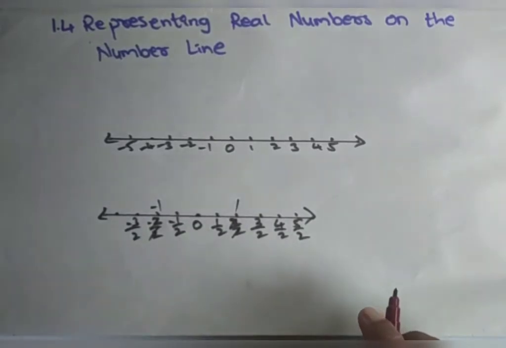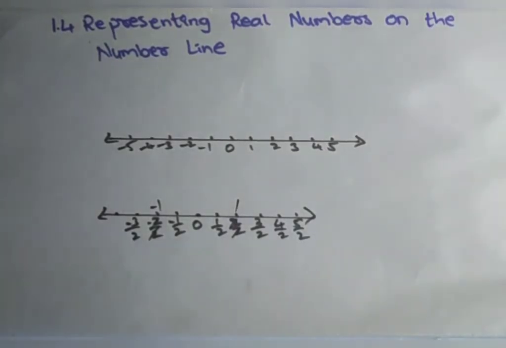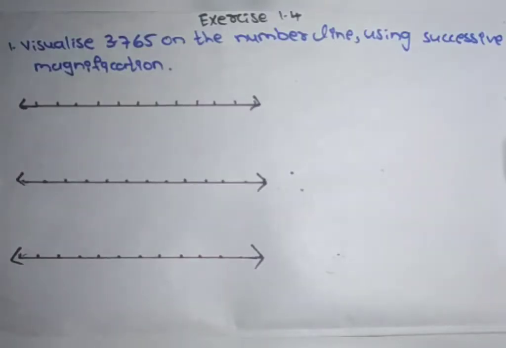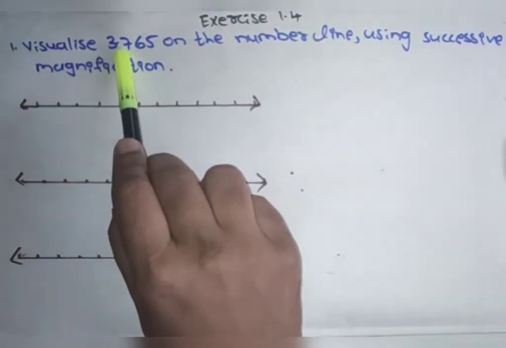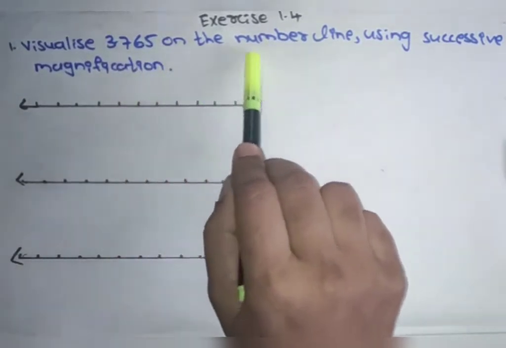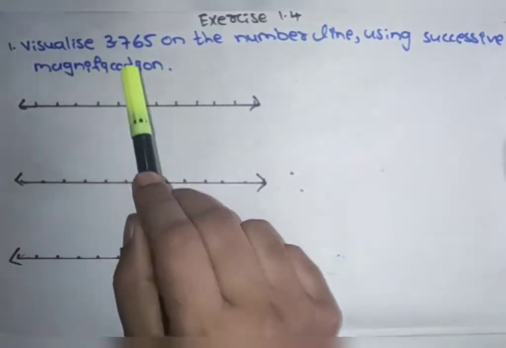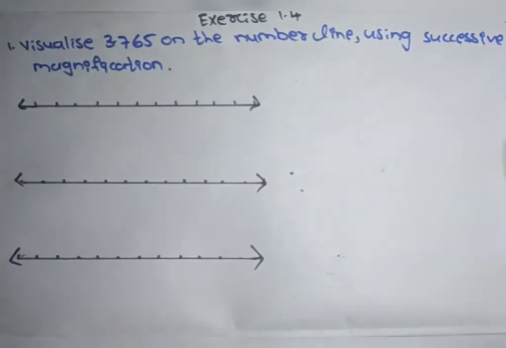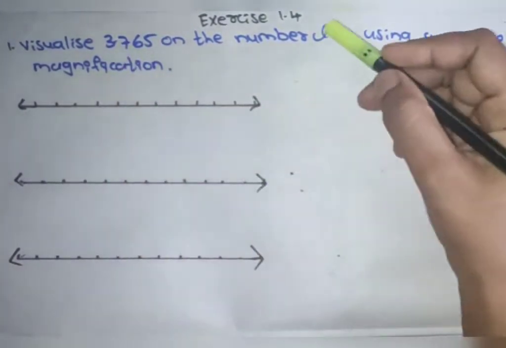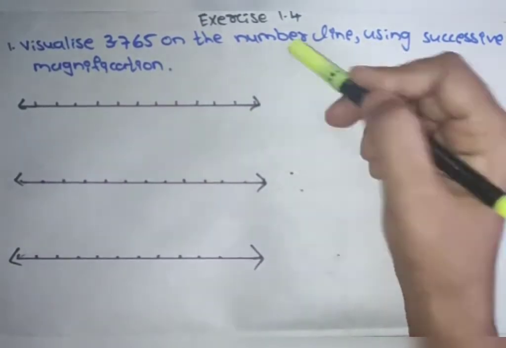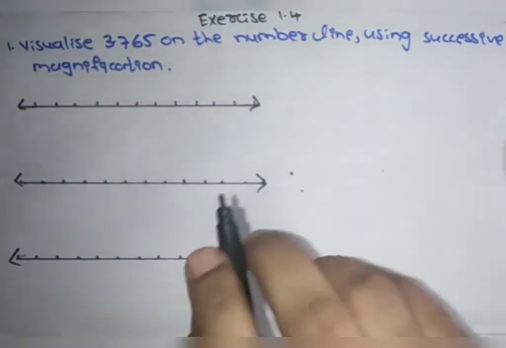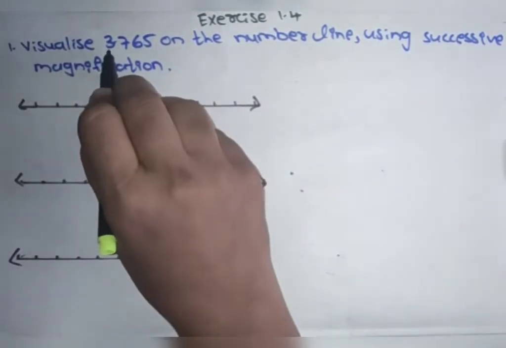Now this year you are going to learn decimal numbers on the number line by successive magnification. Successive magnification means, in the science lab you have seen magnification, from which we can see a small object. Now we will visualize 3.765 on the number line using successive magnification. See, it is very easy to visualize the number. These types of questions carry 3 marks here in 9th. Now we will see one by one decimal point here.